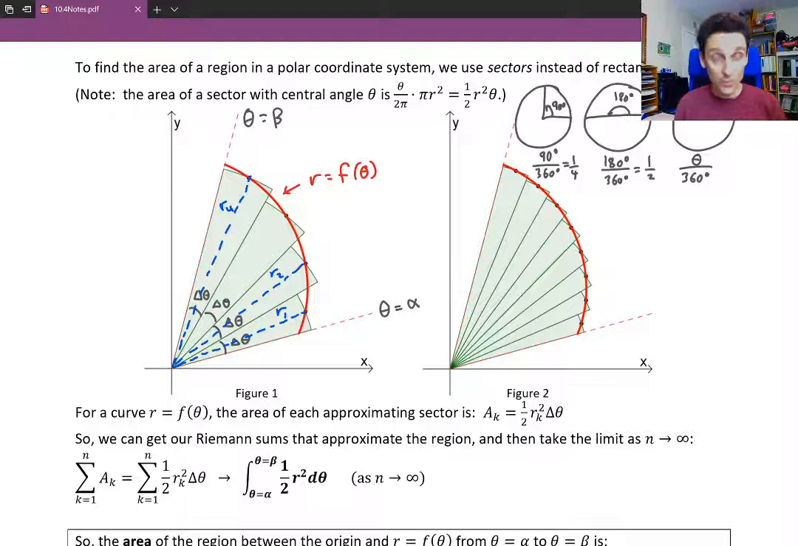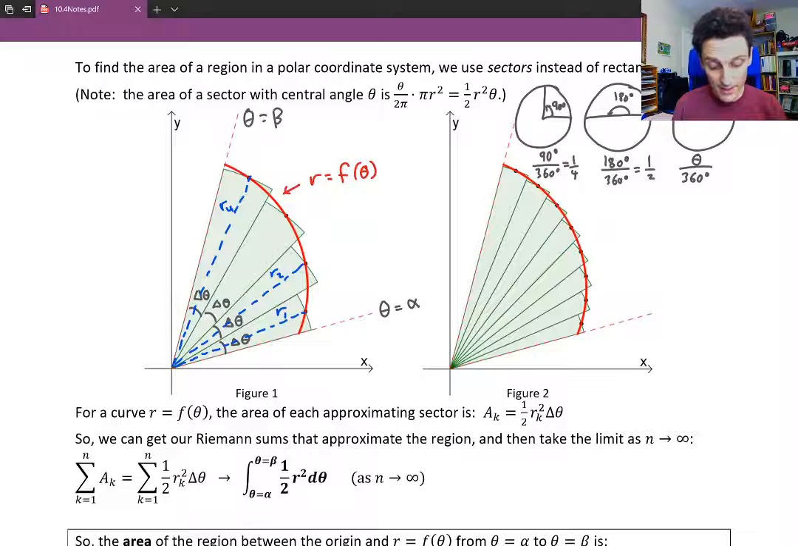So we can get our Riemann sums that approximate the area of the region by adding up all of those little areas of the sectors, which look like this. Then we take the limit as the number of subintervals goes to infinity, and we turn that into the integral from the start of our interval, theta equals alpha, to theta equals beta, of 1/2 r squared d theta. Just like x sub i turns into x, the r sub k's turn into r, and the delta theta turns into d theta. That's just by the definition of the integral.